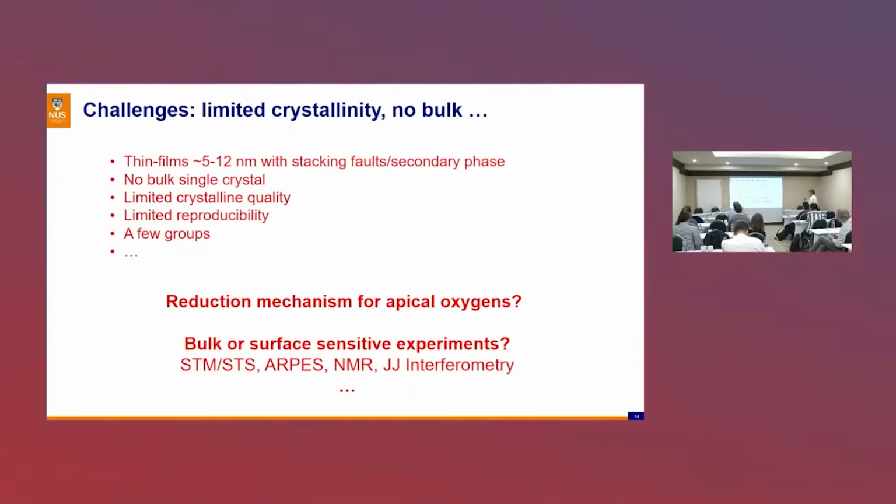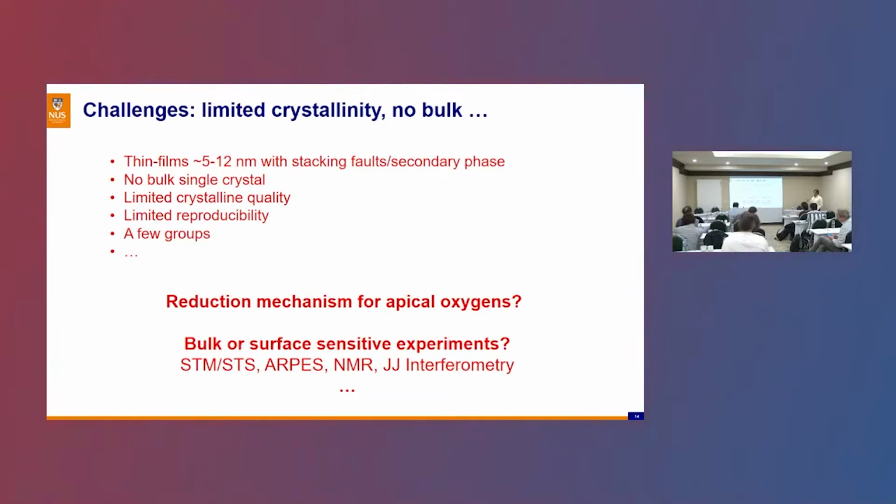So what really is the challenge from the experimental point of view? As I demonstrated before, all of those data are simply based on thin film samples with a thickness ranging from 5 to 12 nanometers. And even for these samples, you are dealing with many different issues with crystallinity. You have stacking faults, secondary phases, and so on, that you really need to take care of before you can make conclusions based on the experiment that you do.